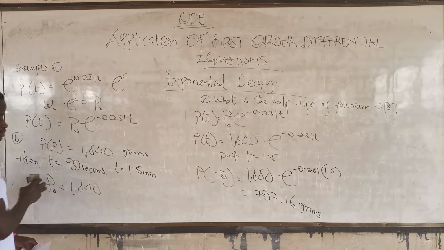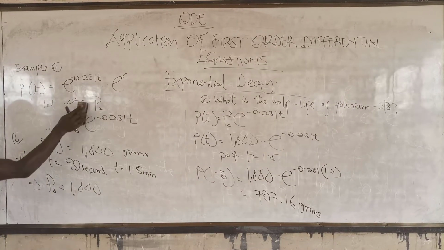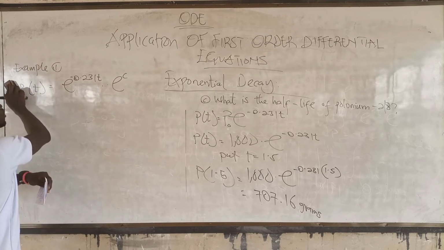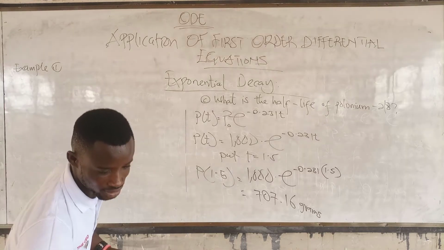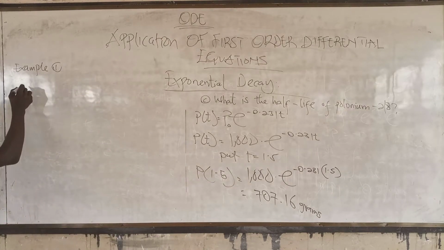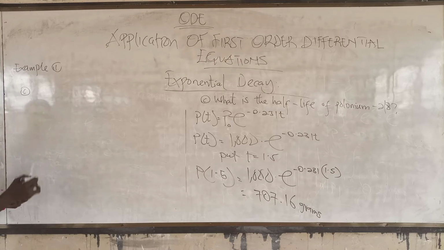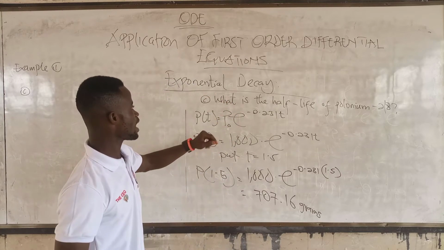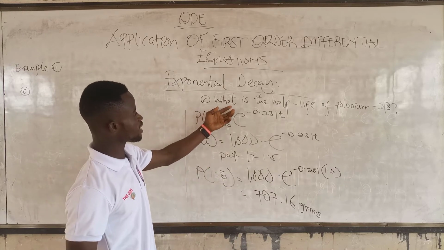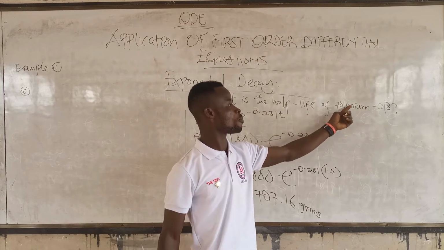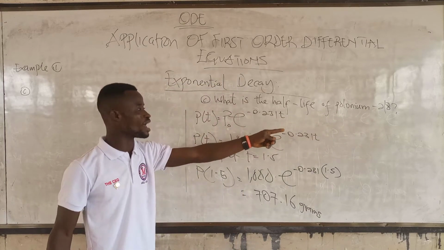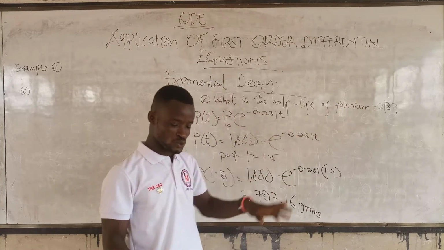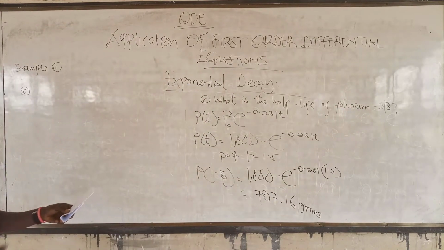So for the C part, let me do that here. Hope you are following, and in fact it's interesting. That's how we relate the first order differential equation in real life under exponential decay. So the C says, what is the half-life of polonium-218? Very good. So please write.